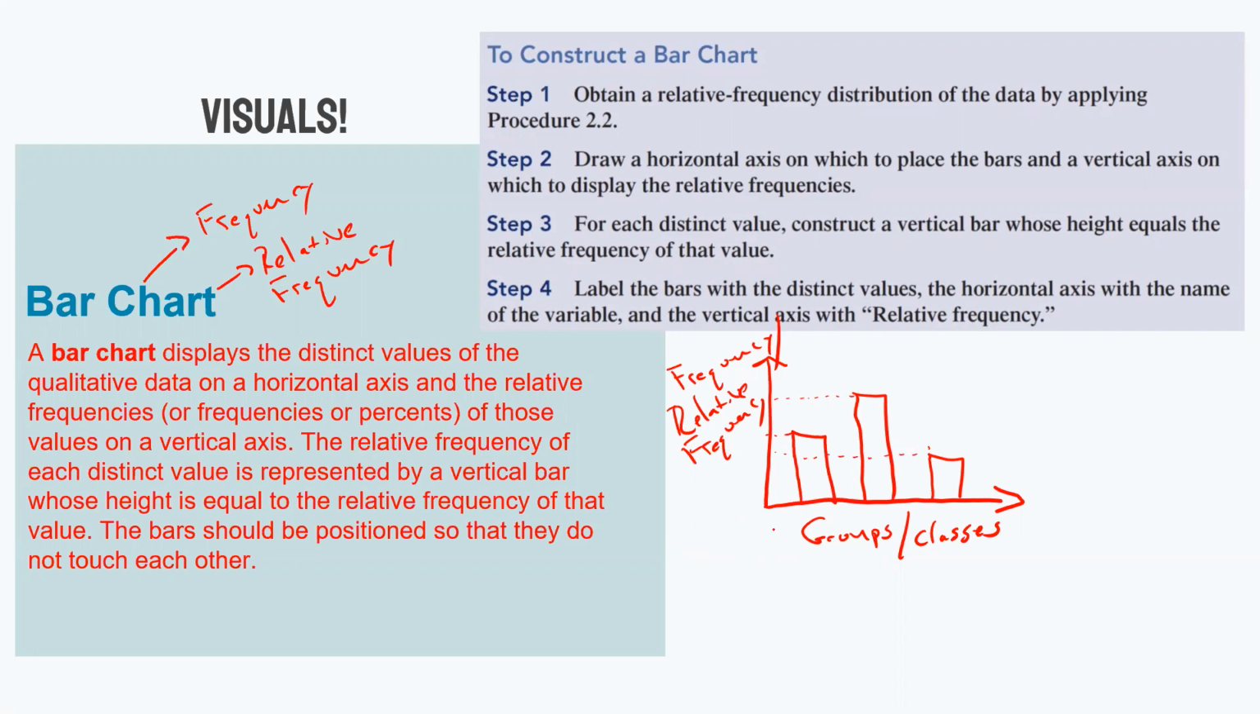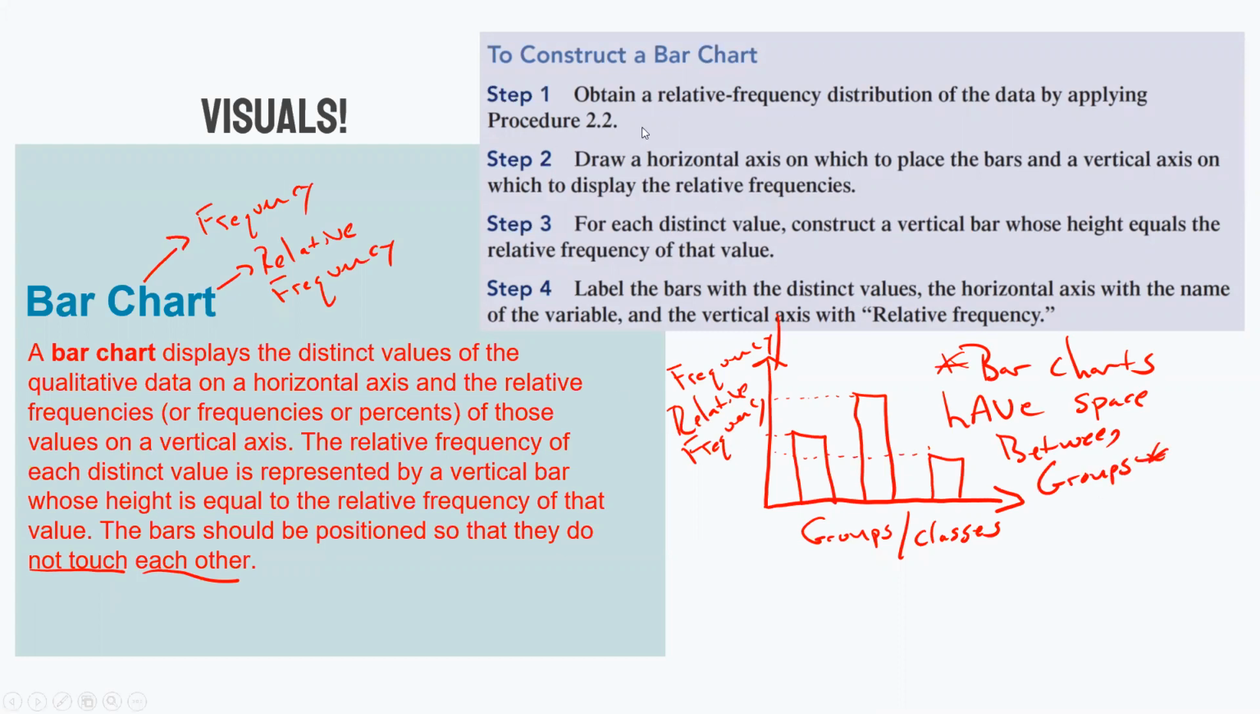And the bars should be, this is the only important thing about a bar chart, positioned so they do not touch each other. Okay, that's the one important thing about bar charts. So bar charts have a space between groups. Okay, that's important.